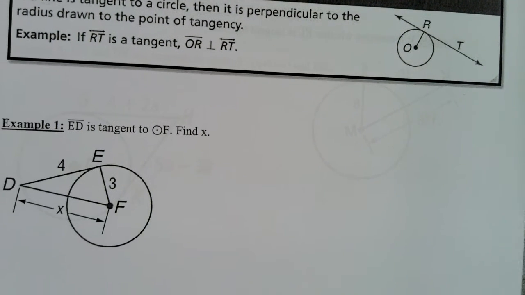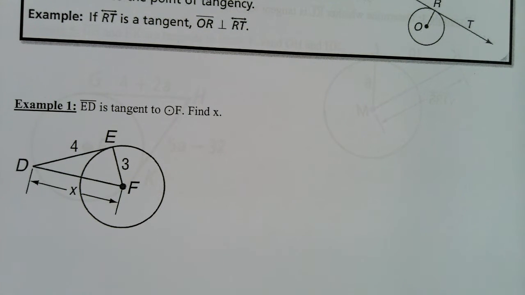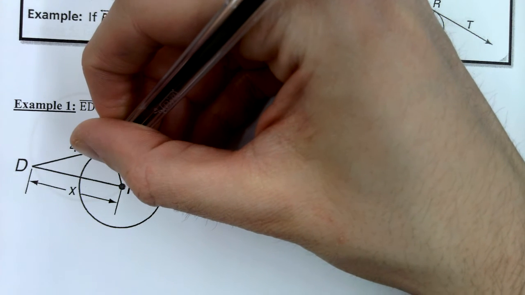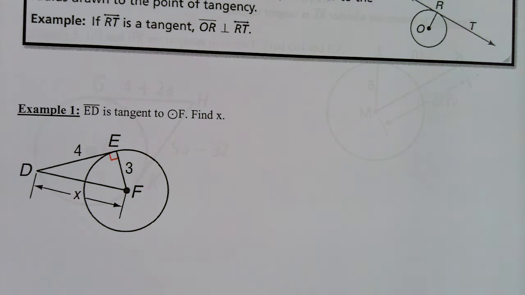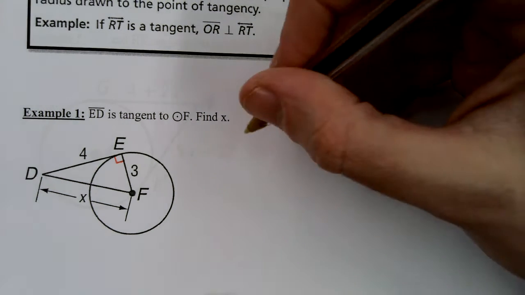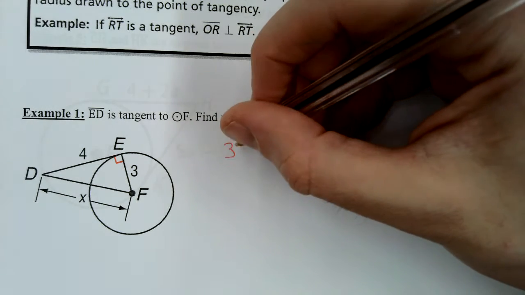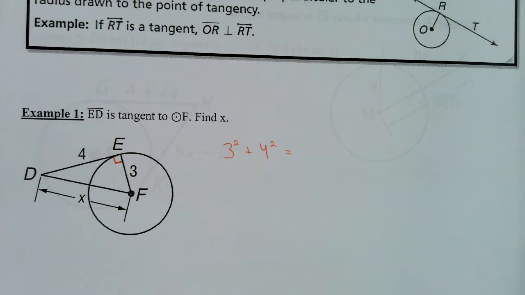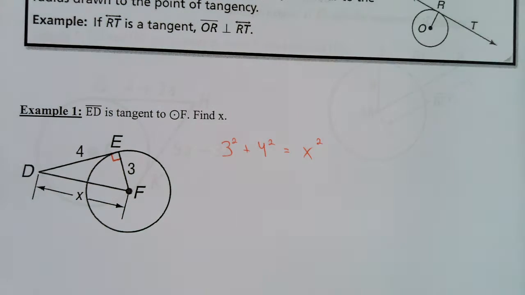So here's the first example today. ED is tangent to circle F. Find X. Since ED is tangent to the circle, it means we have a right angle right here. So we're going to solve for X using the Pythagorean theorem, and you may have this answer memorized ahead of time, but I'm going to do 3 squared plus 4 squared, those are the legs, equals the hypotenuse X squared.